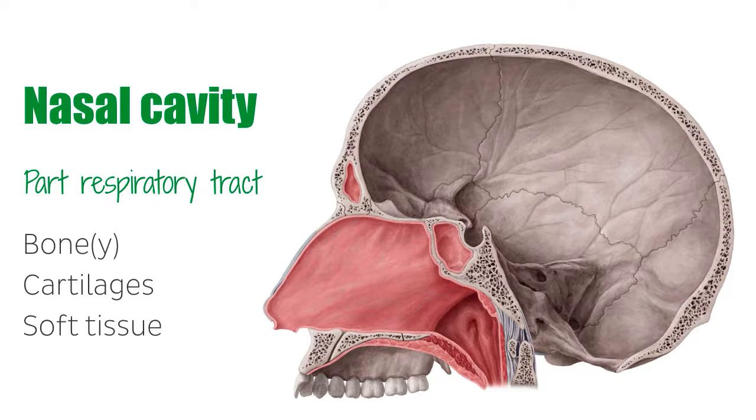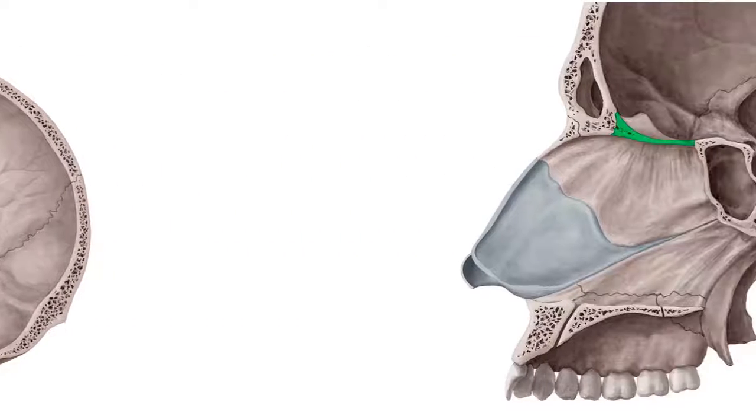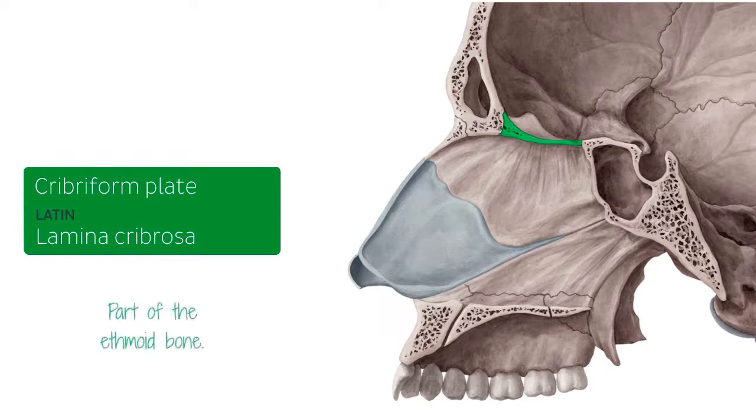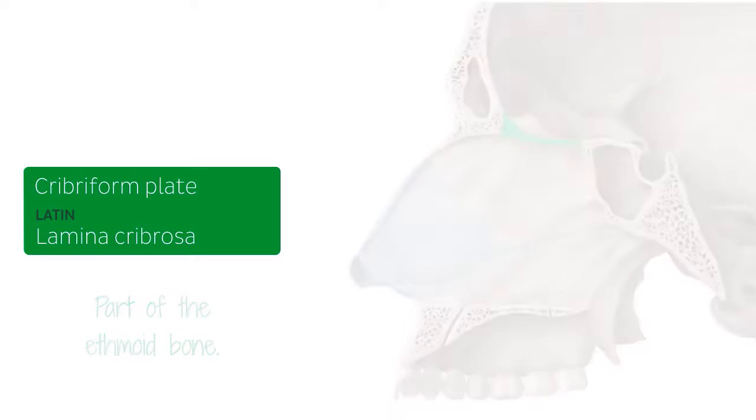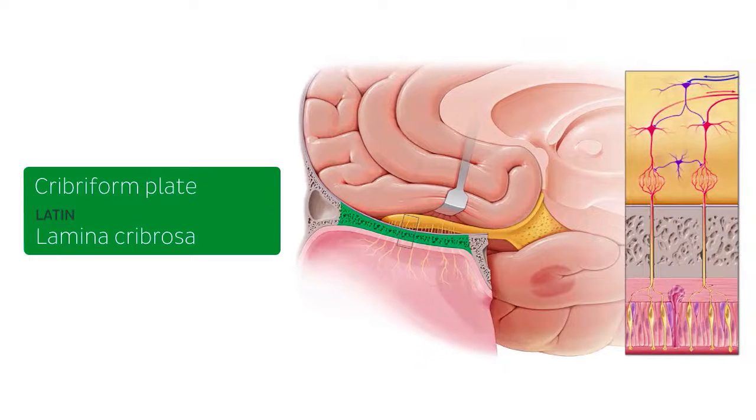Let's begin with the cartilaginous and osseous structures. The cribriform plate is part of the ethmoid bone. It's an elongated horizontal plate in the midline on the anterior floor of the anterior cranial fossa. As you can see in the next illustration, the cribriform plate is perforated. The olfactory nerve fibres in the mucosa of the upper parts of the nasal cavity pass through these perforations to reach the olfactory bulb. Another structure associated with the cribriform plate is the crista galli, which divides the cribriform plate into two in the midline.